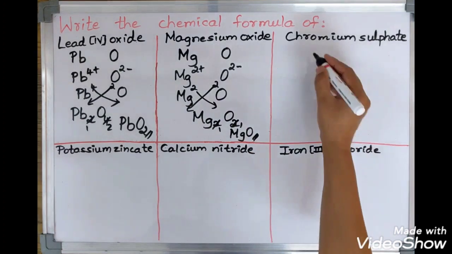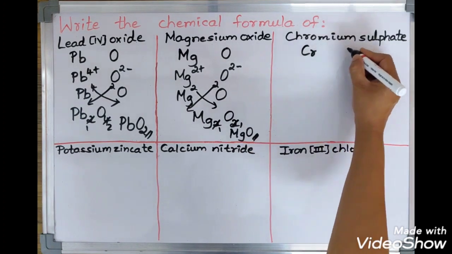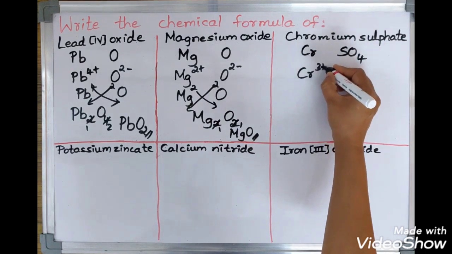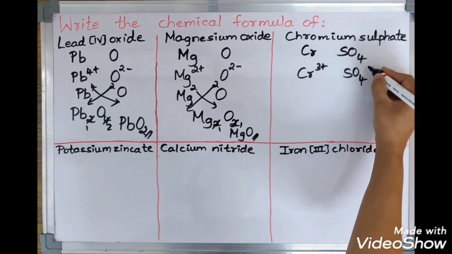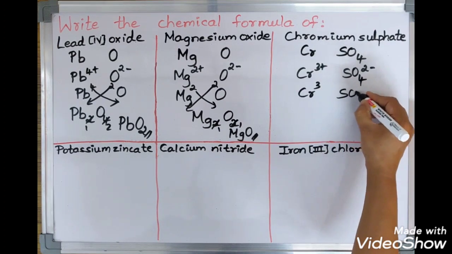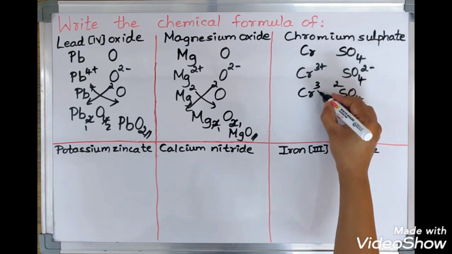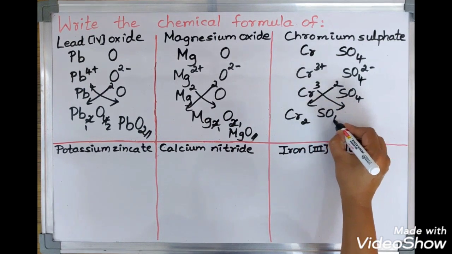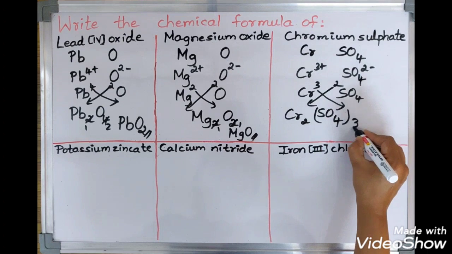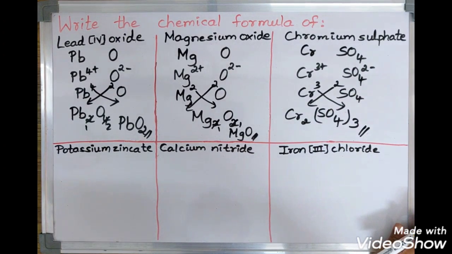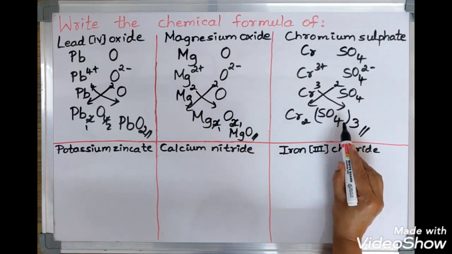Then we have chromium sulfate, CrSO4, Cr3 plus, SO4 2 minus. When we interchange, we get Cr2 SO4. We have to write it thrice using a bracket on the right hand side bottom corner, because it is a radical made up of more than one atom.